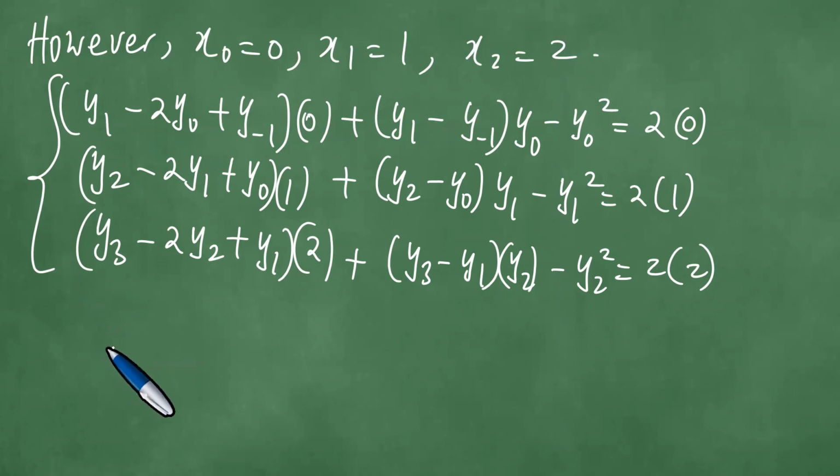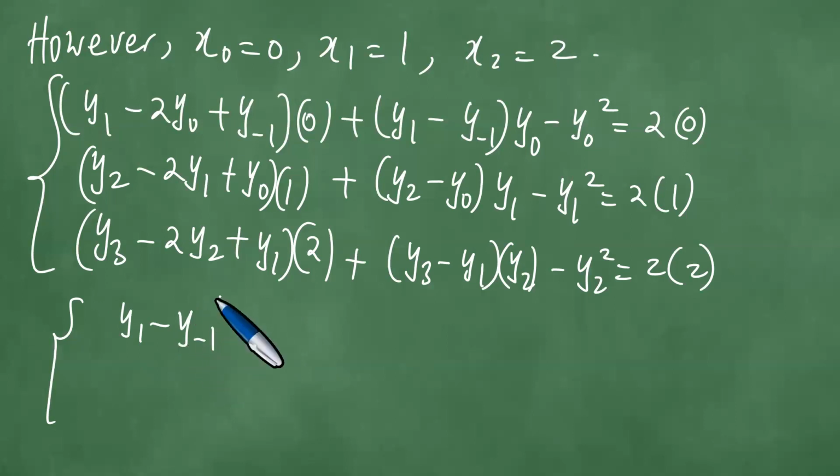Now let us simplify this and see, for example, 0 by this is going to be 0. And this is going to leave us with this one by that. So it's going to leave us with y1 minus y sub minus 1, y0 squared equals 0. Interesting. This one, 2 by 1 is just going to be 2. So we're just left with this.